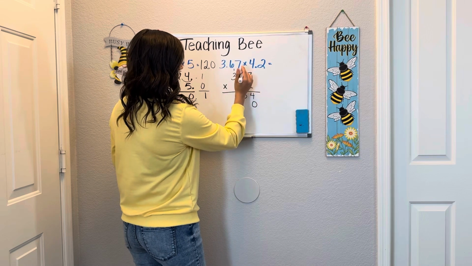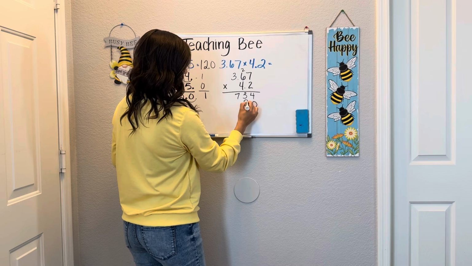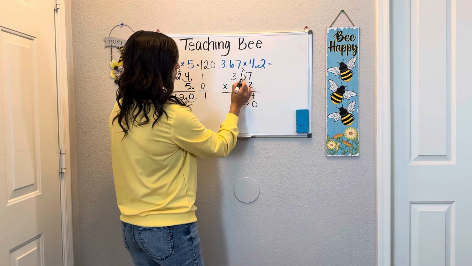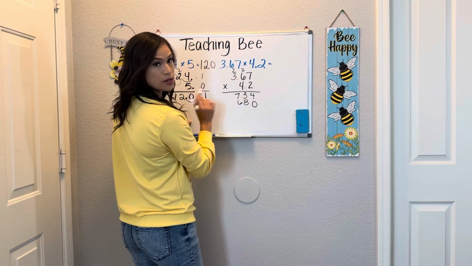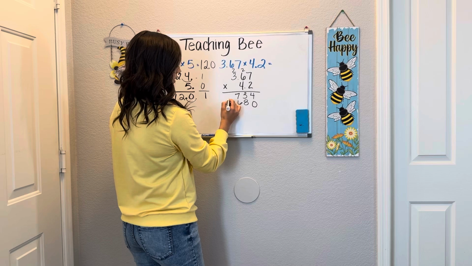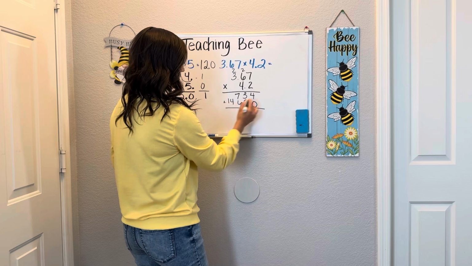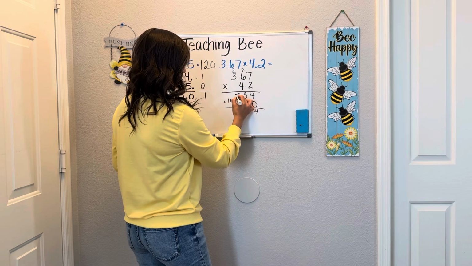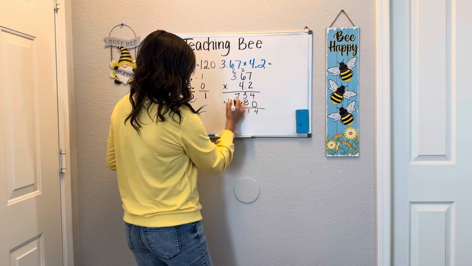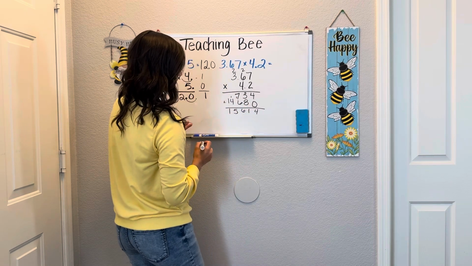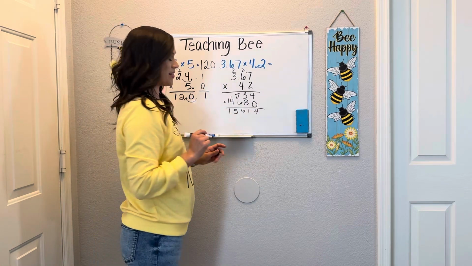4 times 7 is going to be 28. Whoa. 6 times 4 is 24, plus 2 more, 26. And then we have 4 times 3, which is 12, plus 2 more is going to give you 14. So then from there, we're going to go ahead and add it down. So we have 4, 11, we have 14, 15, 16, 5, and 1. So our answer is 15,614, but we're not done yet.